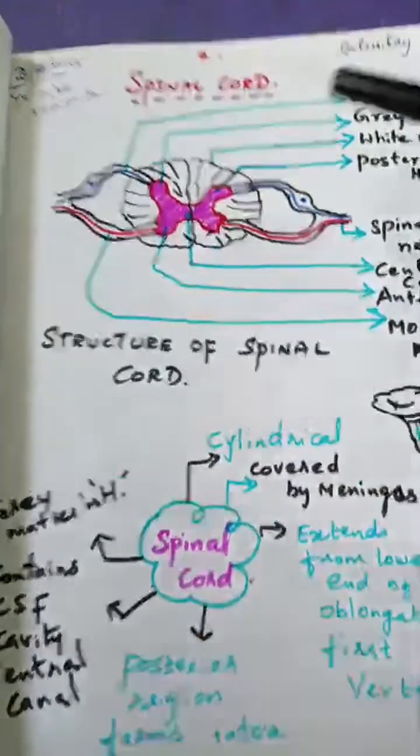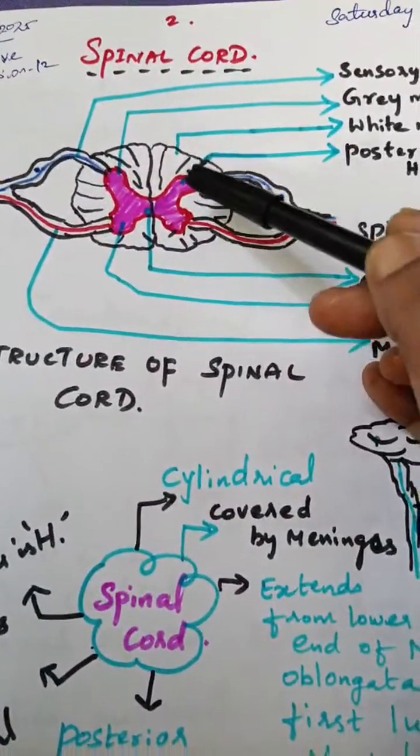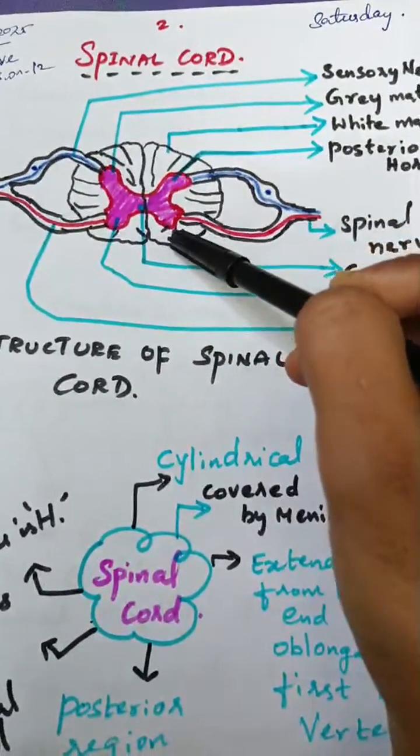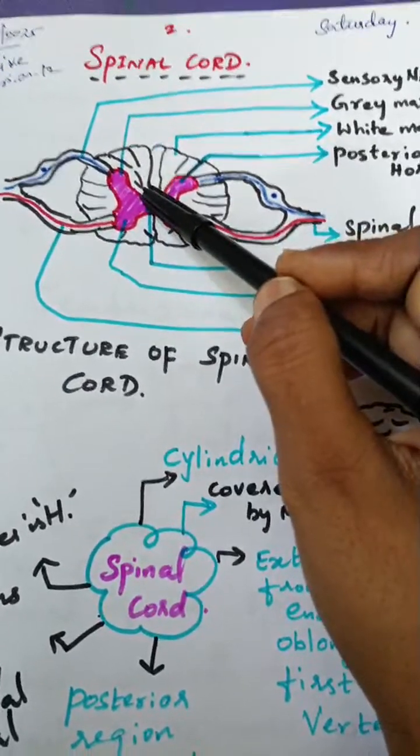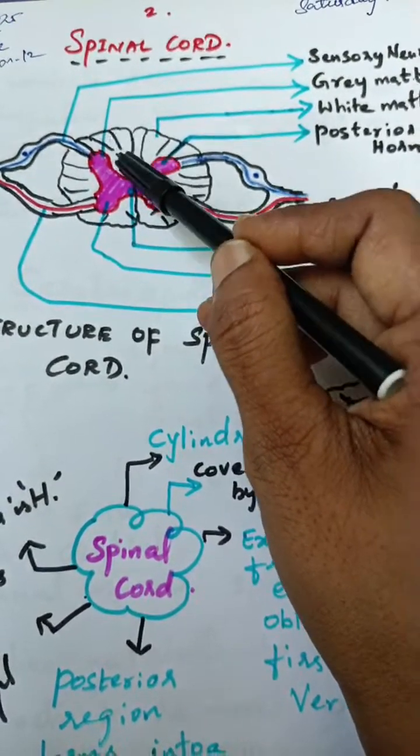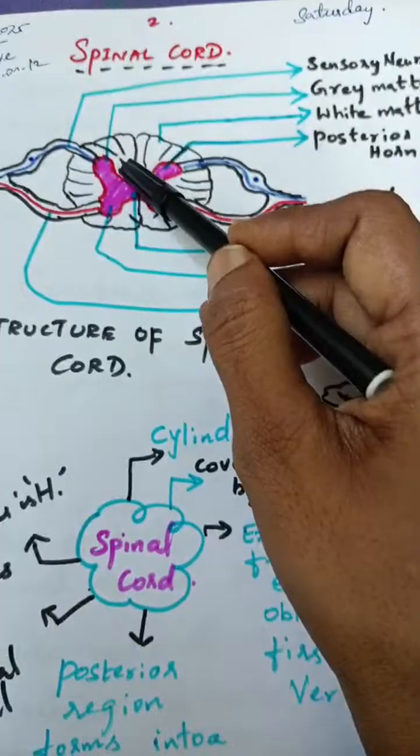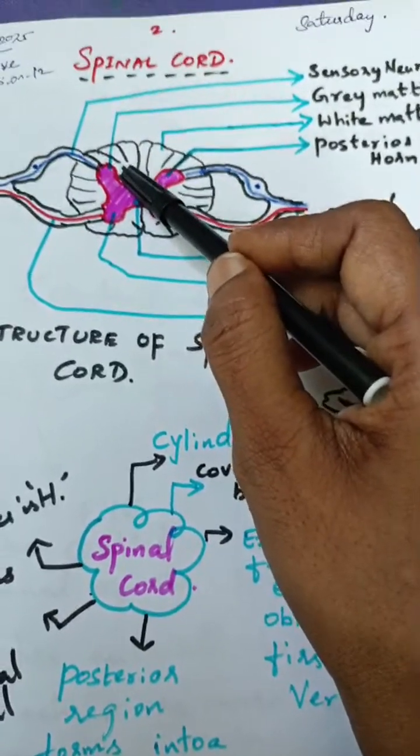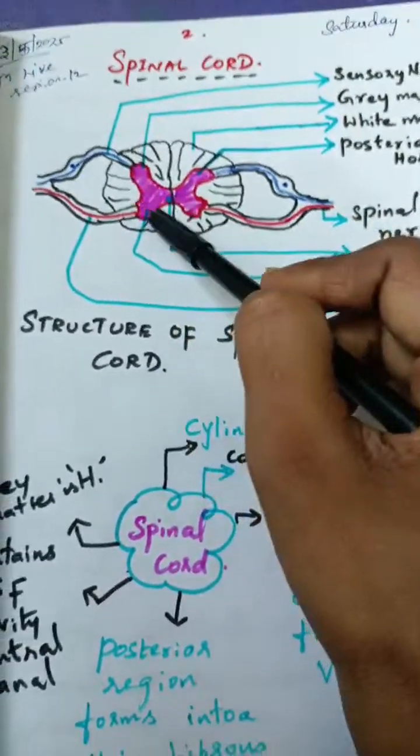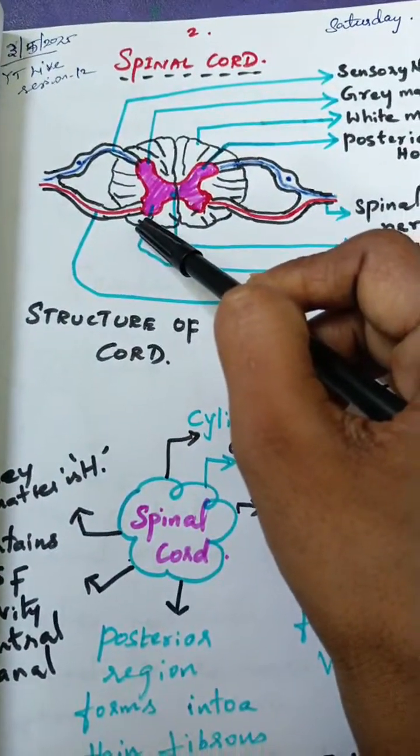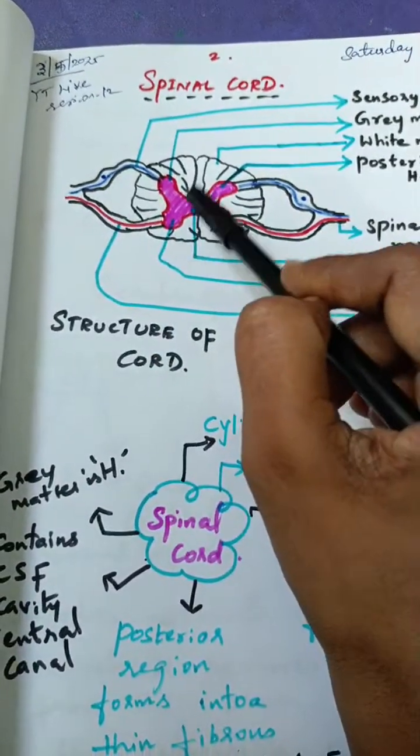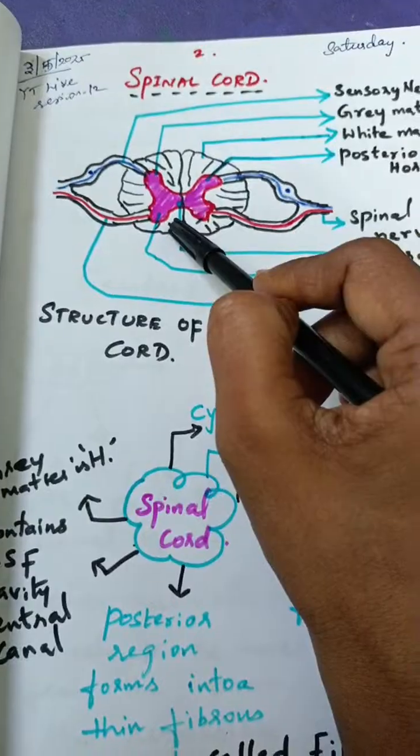Now, coming back to the structure again. This H-shaped structure is known as the gray matter, and it has the posterior horn and the anterior horn, I told you. This posterior horn will be having the dorsal nerve roots. They are known as the afferent root. They are the bundle of fibers which pass into the posterior gray matter. And then from the anterior gray matter, there is some bundle of fibers which come out. They are nothing but the ventral or the efferent roots.